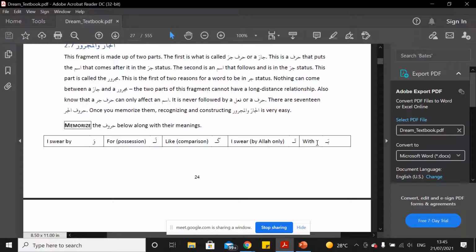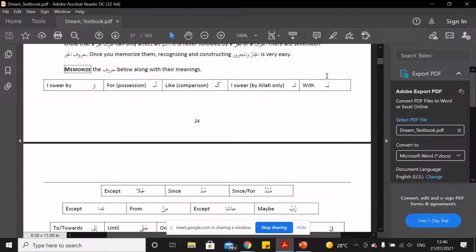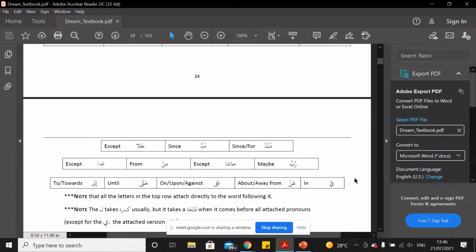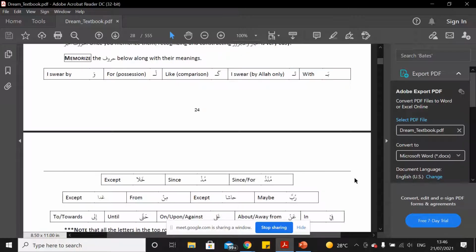But sometimes when you say ba and you have an ism in the majroor form, you look at the meaning. If it's giving you the meaning of a preposition, like with or to, then you will know that it is your harf jar, and if the word coming after it is majroor, so it's a jar majroor fragment. Okay. Get it or no?